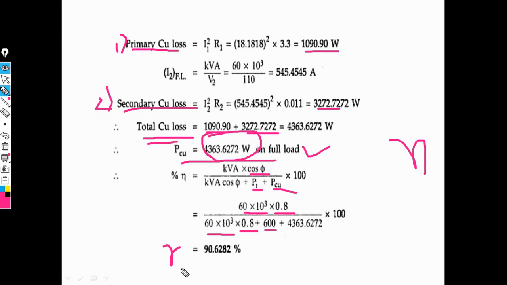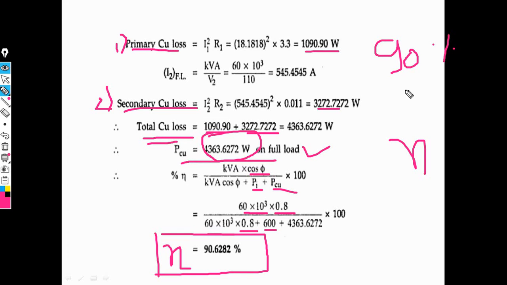Now we have obtained the efficiency as 90.6282. That is, we have obtained an efficiency of 90%. That means this single phase transformer is in healthy condition, good healthy condition, that is called a stable transformer. Its output power and input power will be better because we have obtained efficiency above 90%. Then this type of transformer is called a good healthy transformer.